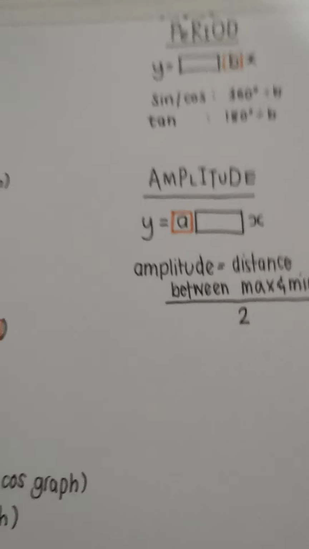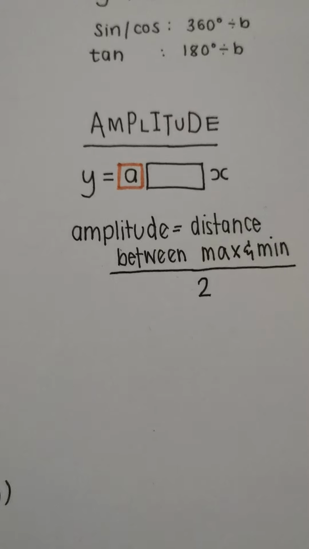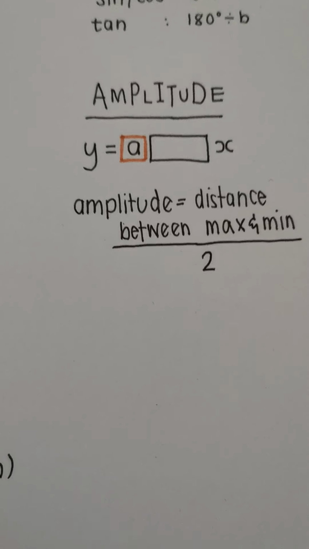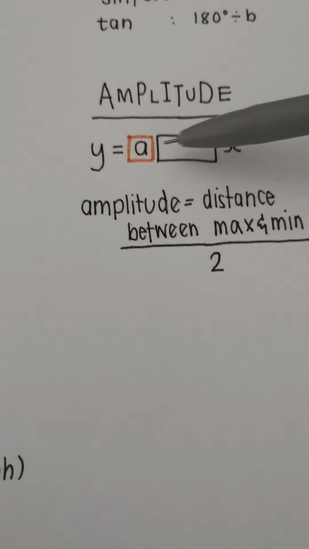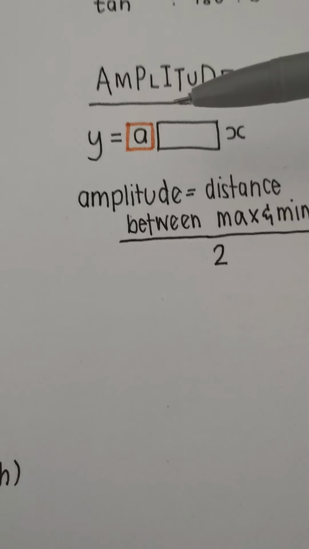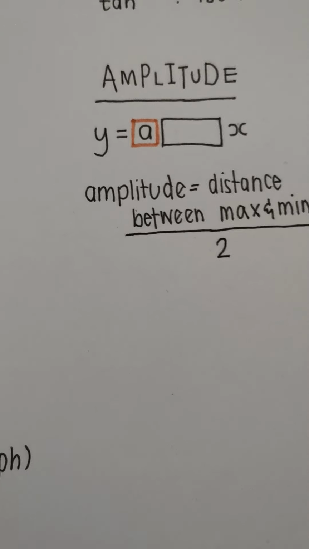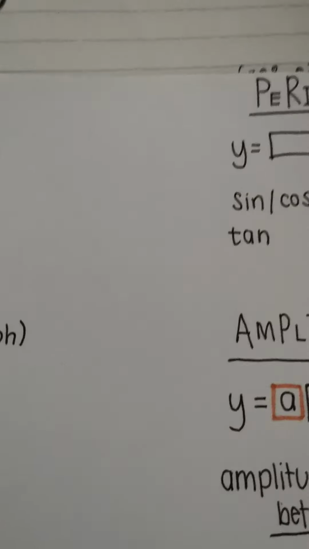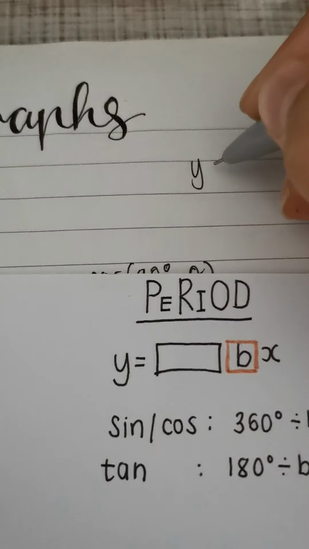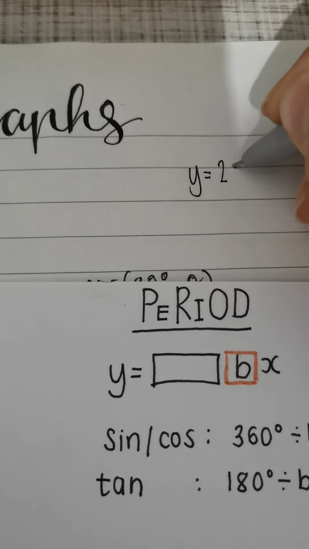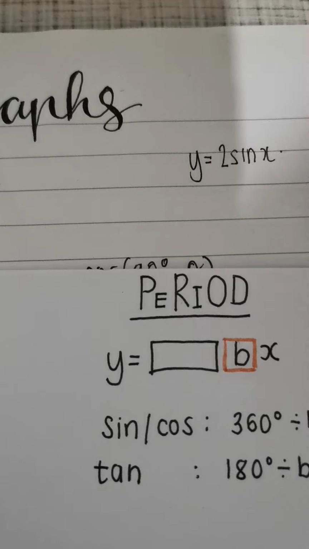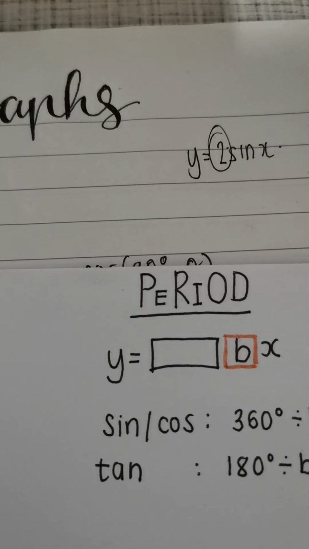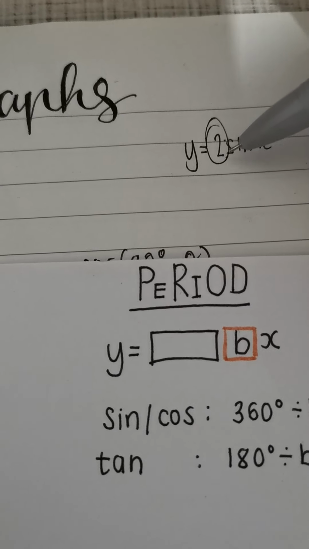period and even the other two shifts, okay? But I'm going to go into more detail about that. So this amplitude, where do we find it? You find it in front. It's the value in front of your ratio x, okay? So for example, I can have y equals 2 sine x. This value over here would indicate to us that the amplitude is 2.